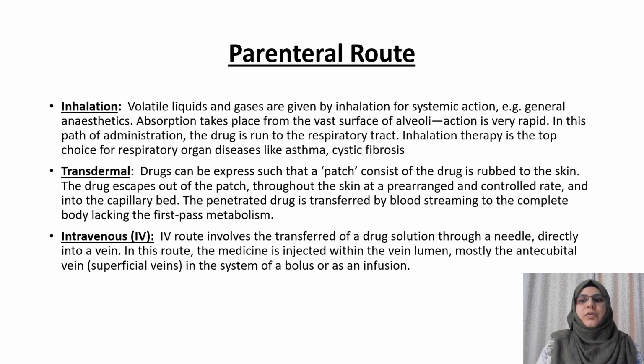Next is the parenteral route. First one is inhalation. Volatile liquids and gases are given by inhalation for systemic action, for example general anesthetics. Absorption takes place from the vast surface of the alveoli. Action is very rapid. In this route of administration, the drug goes to the respiratory tract. Inhalation therapy is the top choice for respiratory diseases like asthma and cystic fibrosis. I've told you already that asthma is very common for inhalation.